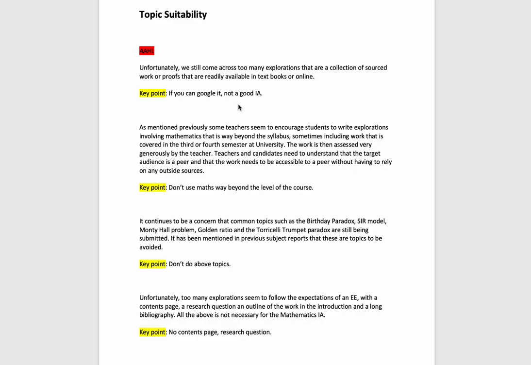Okay, so if you can Google it, it's not a good IA. For example, an example I often give, how to prove Pythagoras' theorem, that's not a good idea. It needs to be original.